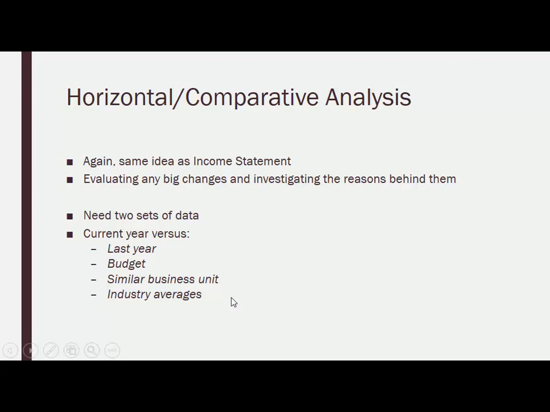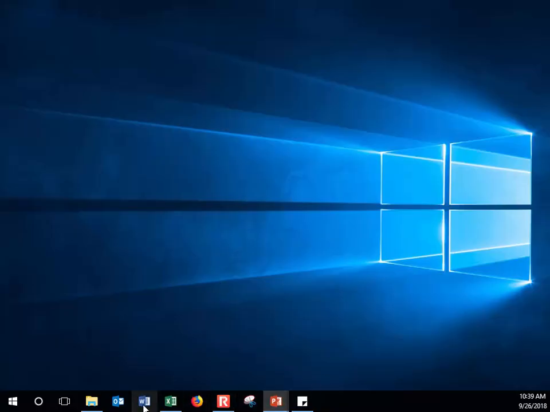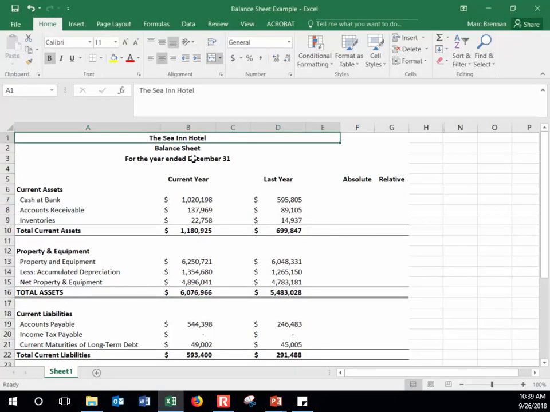Our comparative analysis is the same idea as what we did with the income statement. We're really going to evaluate any big changes, and then we're going to want to investigate any reasons behind those big changes. We're always going to need two sets of data: current year versus last year, versus budget, versus a similar business unit, industry averages. It doesn't matter really, but to do a horizontal comparative analysis, we need to have two sets of data to do it. So let's look at an example for the C-In Hotel.